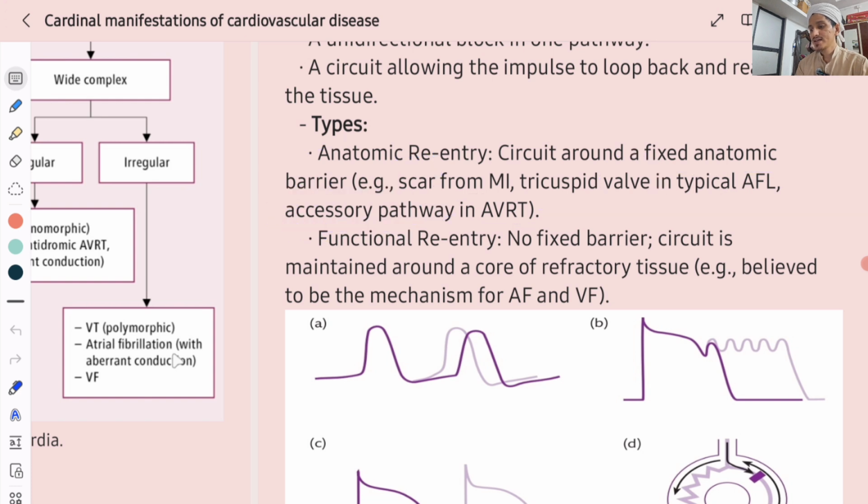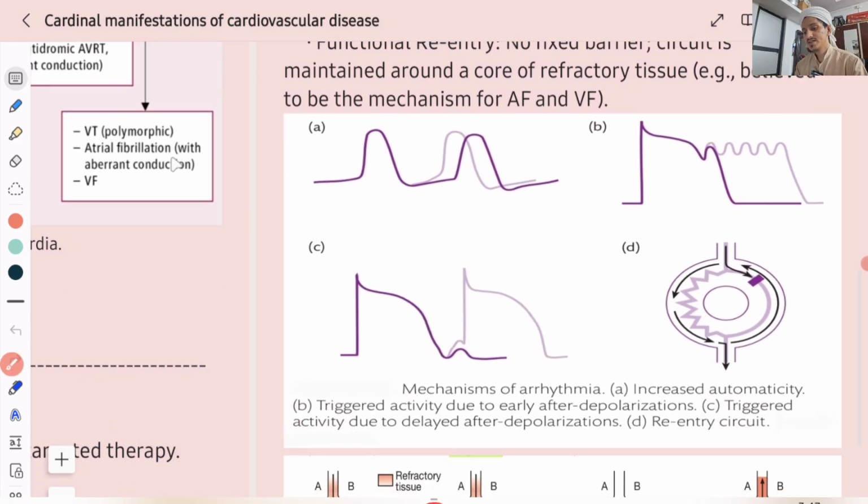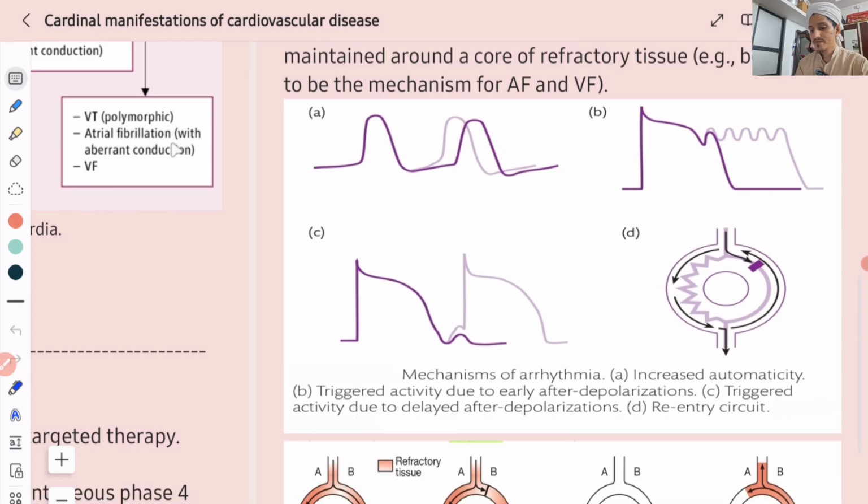Functional re-entry, there is no fixed barrier, circuit is maintained around a core of refractory tissue. This is believed to be the mechanism of atrial fibrillation and ventricular fibrillation. So now we have learned there are three mechanisms. So this figure depicts that.